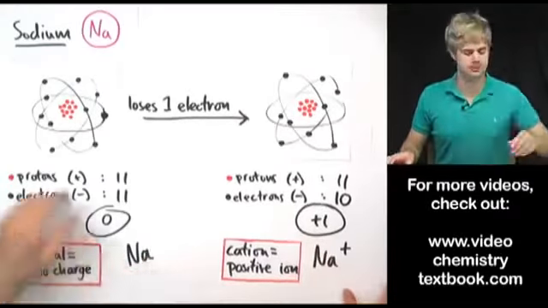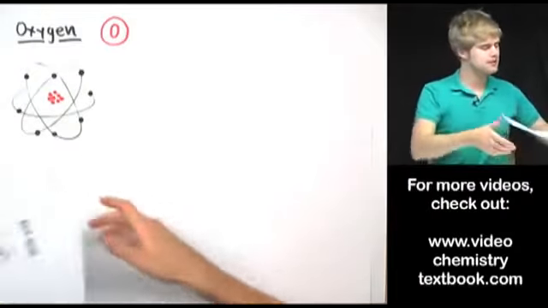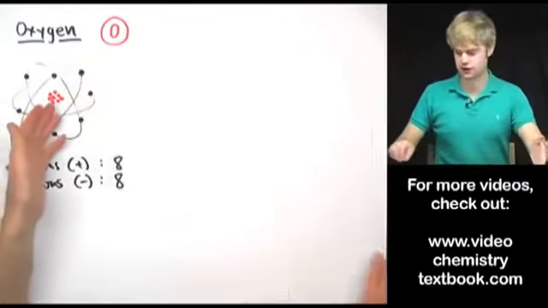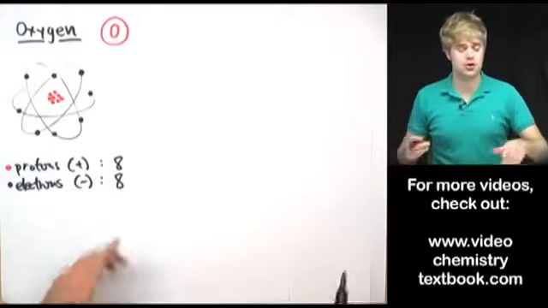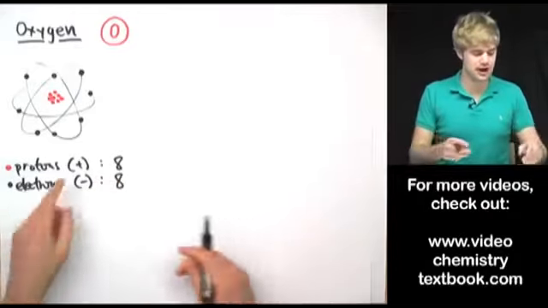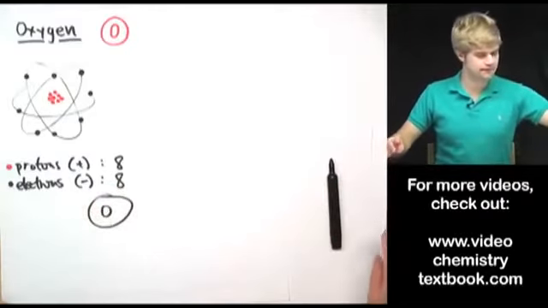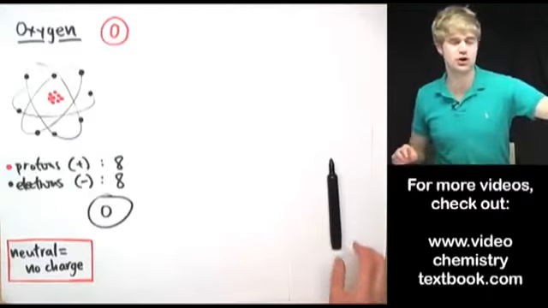Let me show you another example. Okay, so here's an atom of oxygen. The atom that I've drawn here has 8 protons here in the nucleus, and it has 8 electrons outside. So we have the same number of protons and electrons, which means that the total charges balance out. The plus and the minus balance out. So I have a net charge of 0, and I can say that my oxygen atom is neutral. It has no net charge.